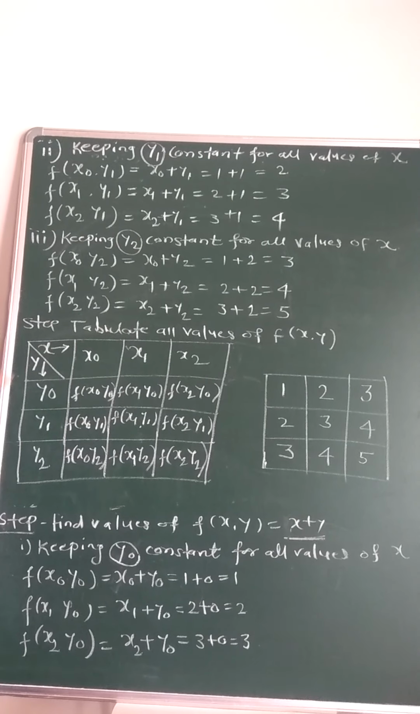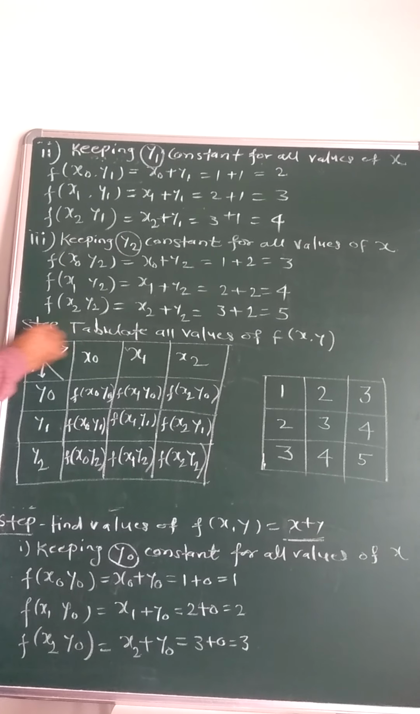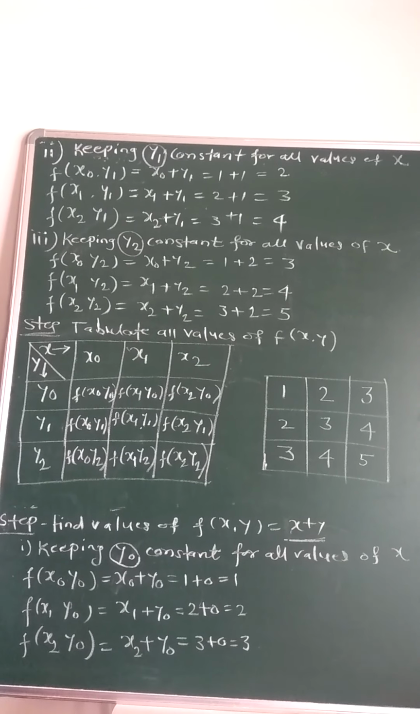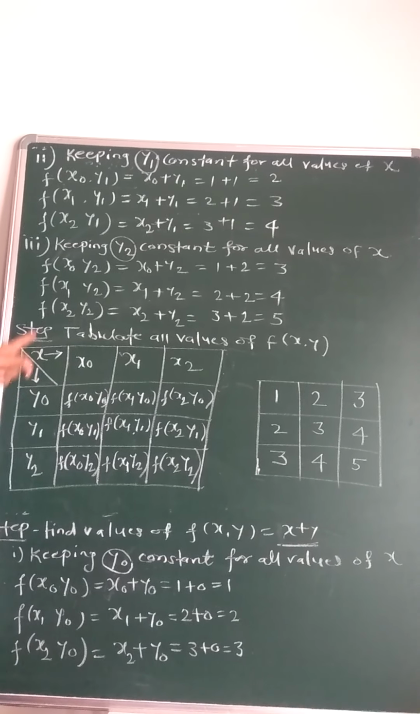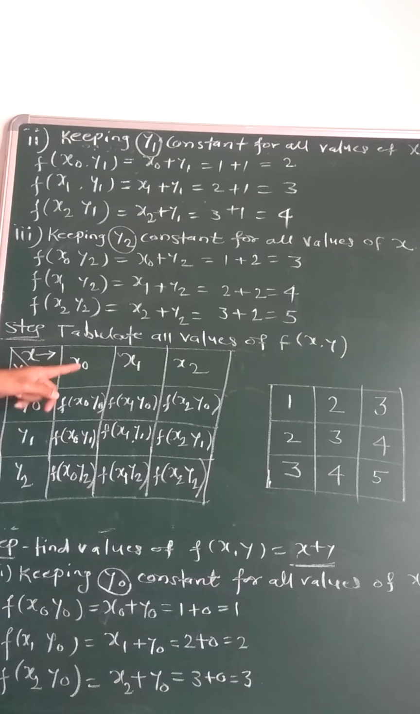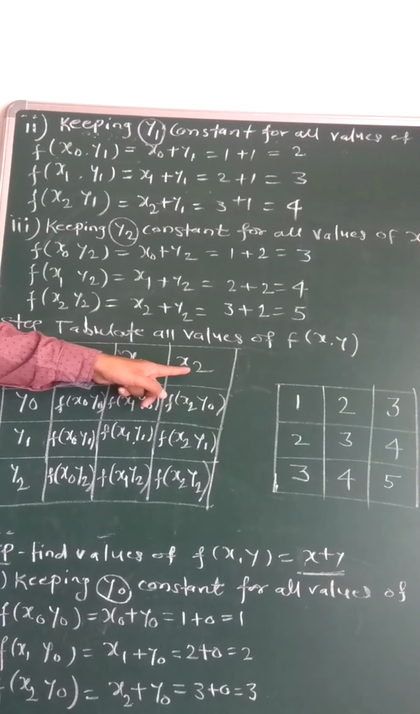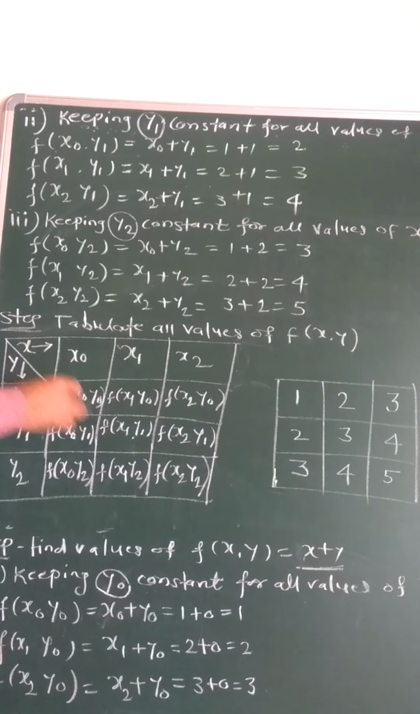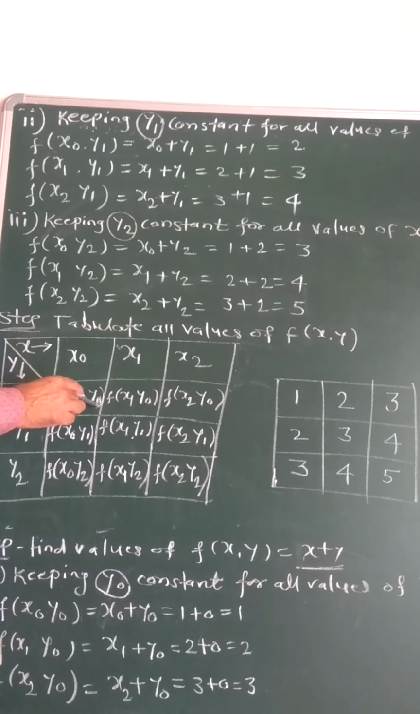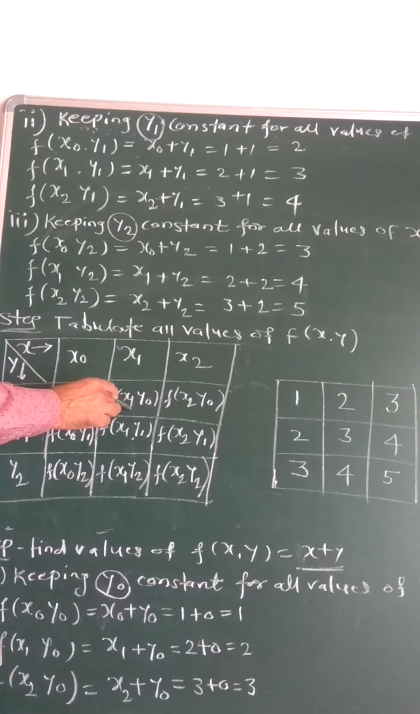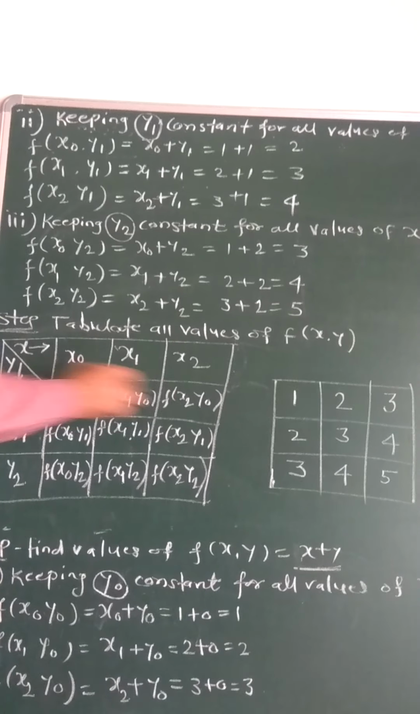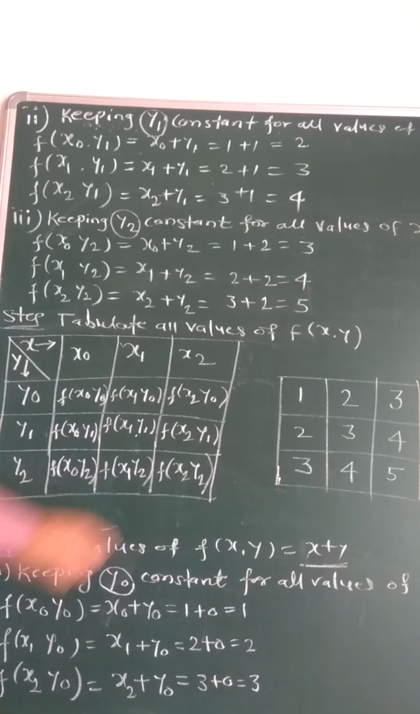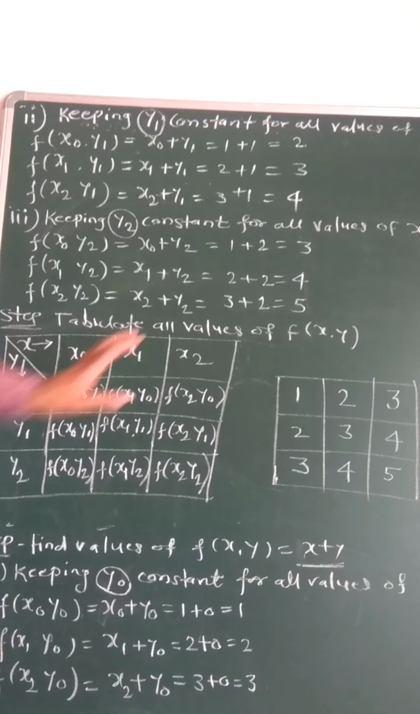Now the next step is to tabulate all the values of the given function. These are the values of x, these are the values of y. x0, x1, x2, y0, y1, y2. The table is f of x0, y0, f of x1, y0, f of x2, y0, up to f of x2, y2. Likewise, prepare the table.